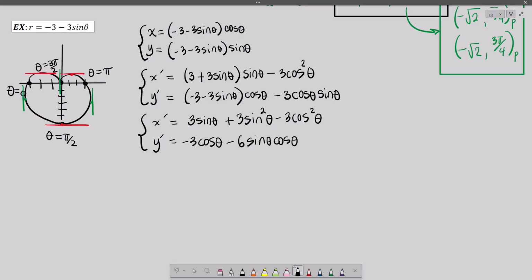We're almost to our derivative. So dy/dx will equal, what do you want to cancel out? 3 or negative 3? Negative 3. All right, let's cancel out a negative 3. It does not matter which. If we divide everything by negative 3, we get negative sine of theta, negative sine squared of theta, and then plus cosine squared of theta. Divide out a negative 3 here, we get cosine of theta. Divide out a negative 3 here, we get plus 2 sine theta cosine theta.